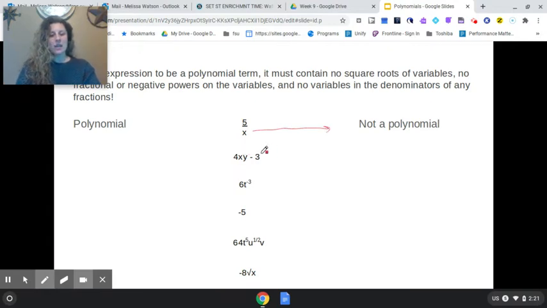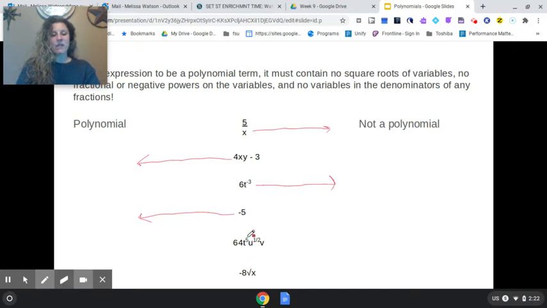4xy minus 3. 4xy is a term, and it does not violate any of those conditions. Minus 3 is a constant, also considered a term in algebra. So therefore, this one is fine. It's a polynomial. 6t to the negative third power. We are not allowed to have a negative exponent because that would actually mean 1 over t. Since t is in the denominator, it is not a polynomial. Negative 5. This is just a constant value, so it is a term and therefore a polynomial.